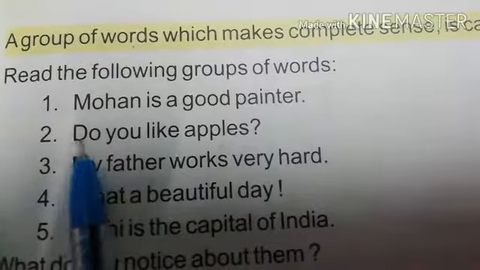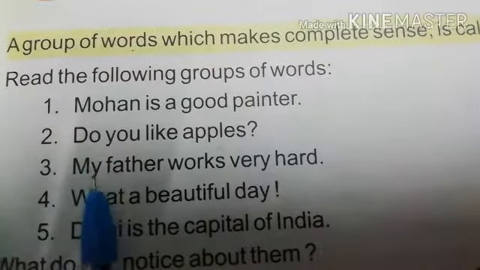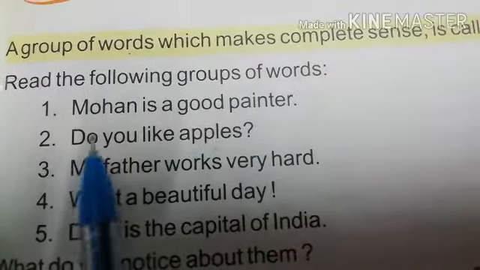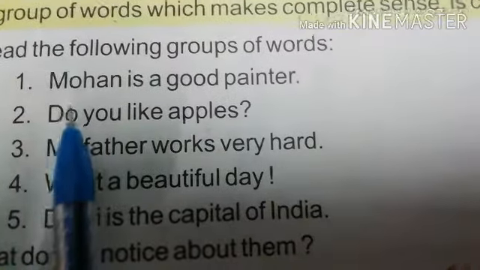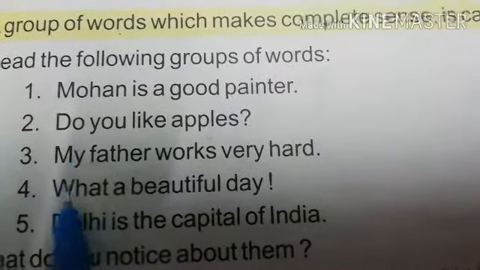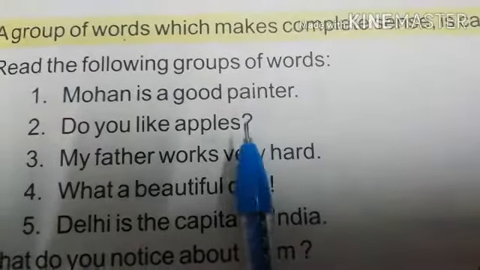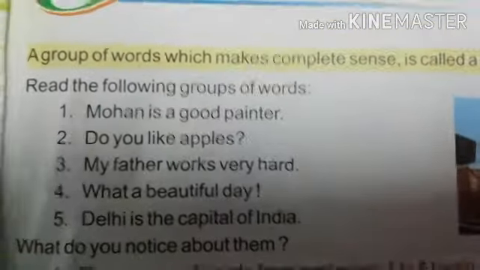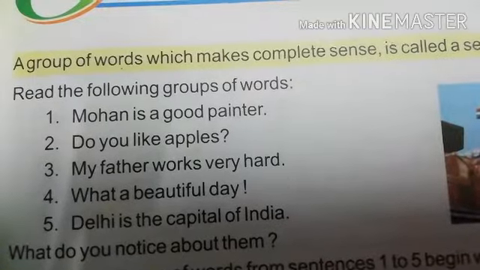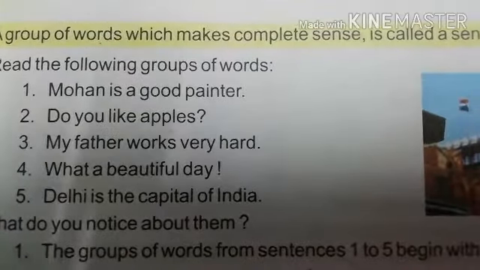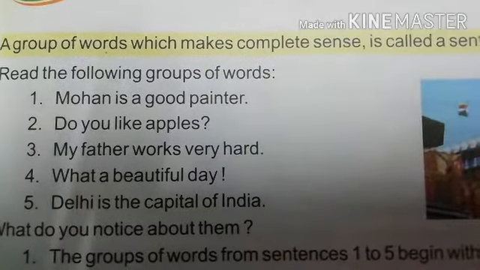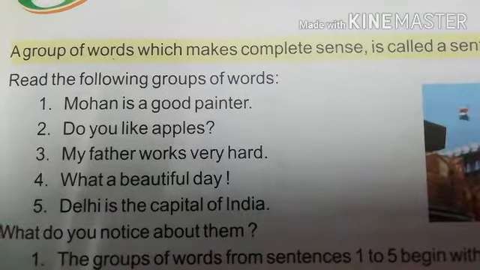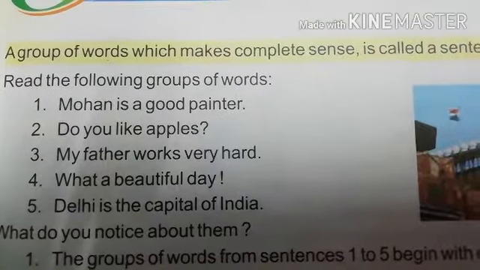But do is not a proper noun. My is not a proper noun. What is not a proper noun. But still these three are also starting with a capital letter. Why? Because a sentence always begins with a capital letter and ends with a full stop, question mark or an exclamation mark. So always remember that a group of words which makes complete sense is called a sentence. A sentence always begins with a capital letter and ends with a full stop, question mark or an exclamatory mark.